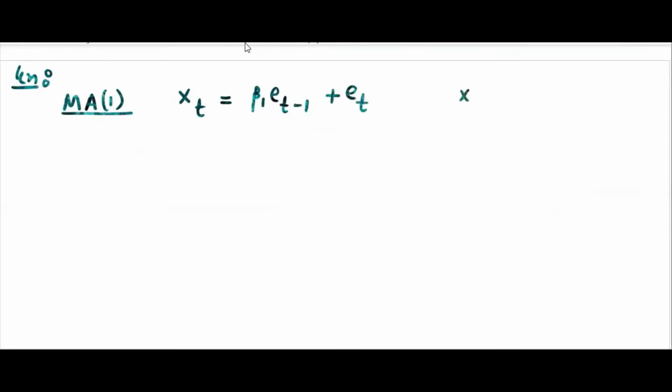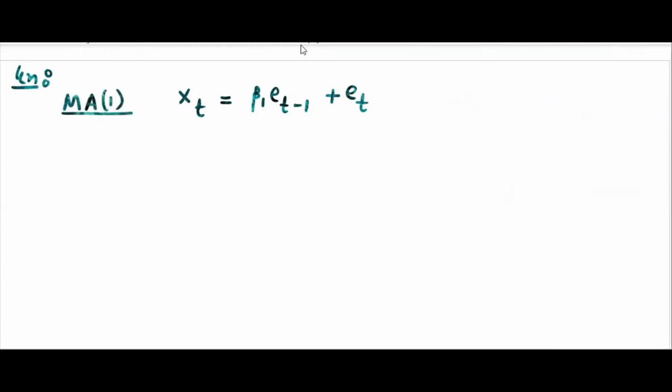I will not write the mu. You can consider it this way. This is the general MA1 process: you can write mu plus beta 1 et minus 1 plus et. You can write xt minus mu, if you take this side, this is xt here. If you want, you can rename it, like yt, it doesn't matter. So when I don't write mu on the right, remember that this xt contains mu. That means this xt is actually xt minus mu. Even if you take mu, you will not get anything extra.